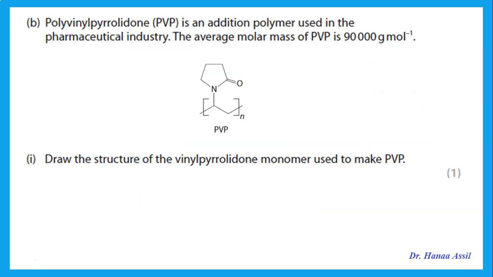PVP is an addition polymer used in the pharmaceutical industry, and the average molar mass of PVP is this. Draw the structure of the monomer used to make this polymer. So if we're given the structure of the polymer, what do we do? We remove the bonds on both sides and put a double bond. So this would be the monomer from which that polymer was made.